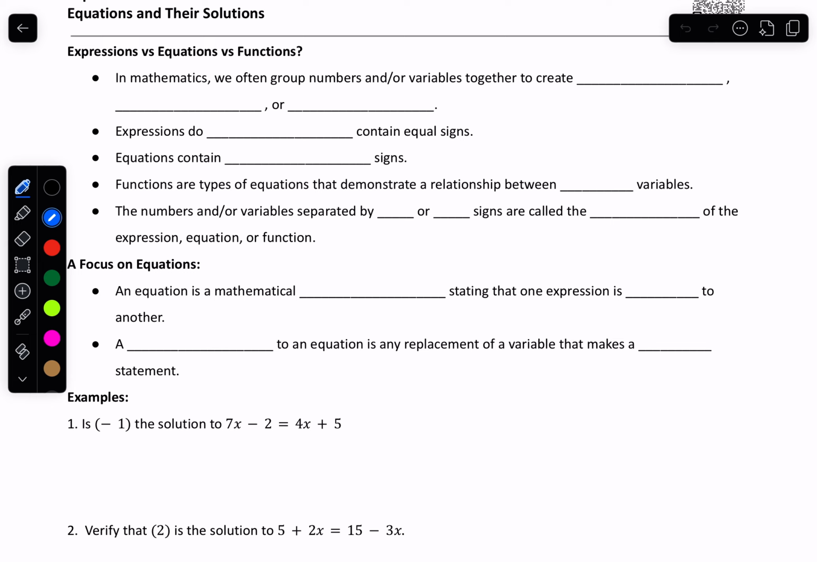Hello students, and welcome to our lesson on equations and their solutions. In this lesson, the main thing we're going to be talking about is the difference between expressions, equations, and functions. We're going to talk about the different number of solutions that you can get to an equation, and then we're going to go over basic problem solving steps and how to verify that your answer is in fact correct.